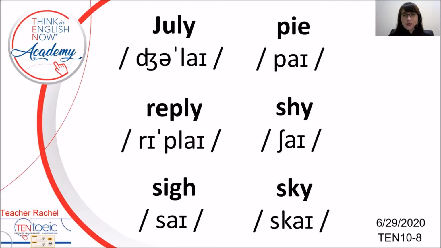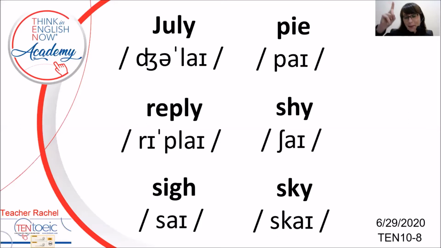Shy. This is when a person doesn't like to talk a lot with other people. They like to be more by themselves. Similar to the word timid. So the little boy is very shy. Maybe he hides behind his mother because he doesn't want to talk to other people. Shy. The last one, sigh. This is an action. For example, that's a sigh.